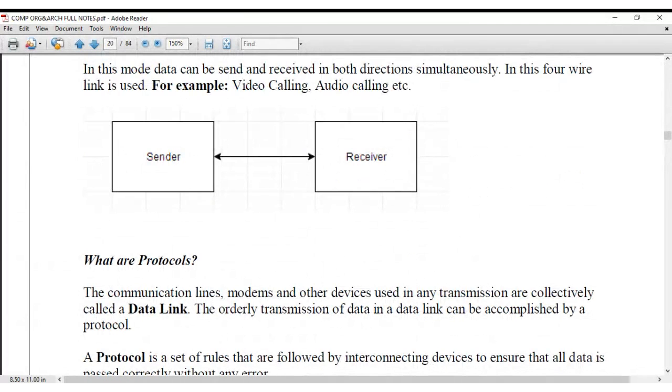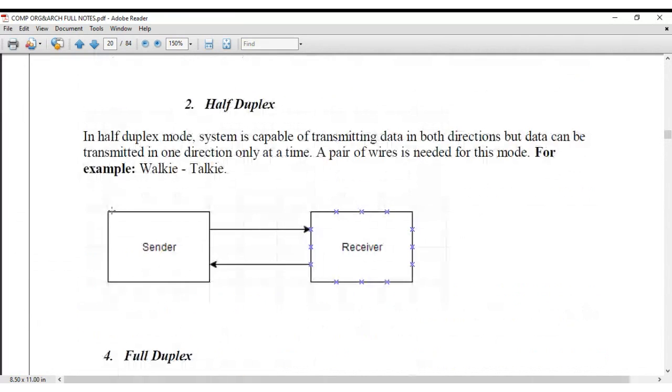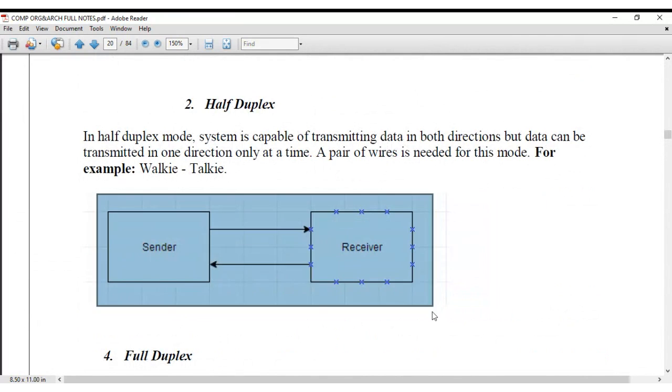Sorry for that. I experienced some challenge on my side, but I'm back now. Observe these diagrams and observe how they demonstrate how these transmissions work.